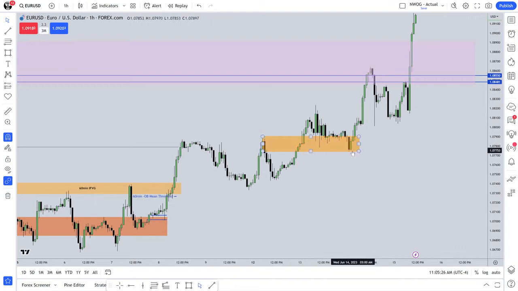But look at the bodies. What did I tell you about the wicks versus the bodies? The wicks do the damage. That means you have to allow for these little mohawks.